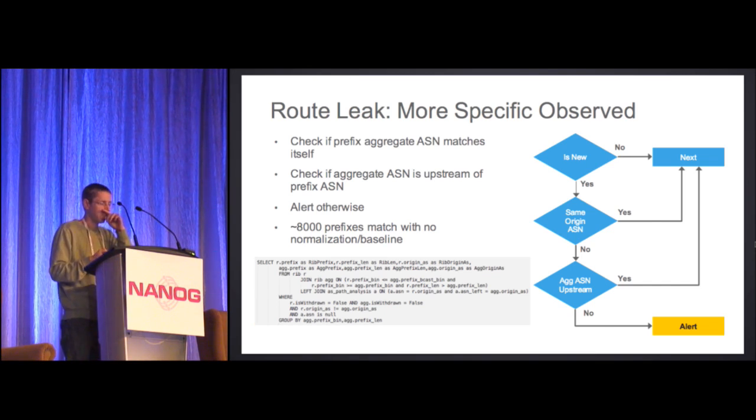To give an example, if you run this query across all of the internet information, at least with the data feeds that we have, there are 8,000 prefixes, give or take, right now that would basically alarm under this condition. They are advertised in aggregates with specifics that do not match the same ASN, and the upstreams don't match. They are completely different upstream lists.